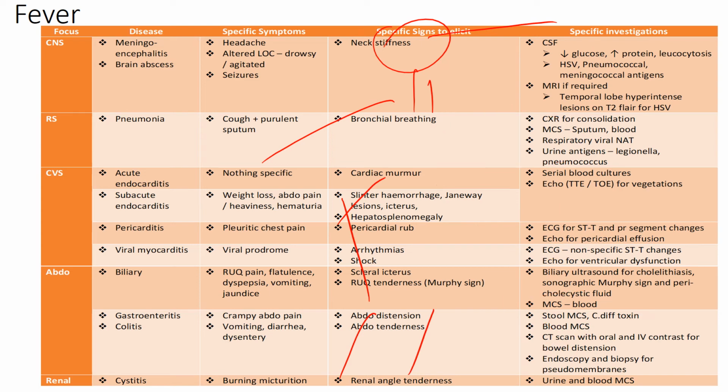And once you do this, you'll be able to get your cause for fever, or rather, if you're able to identify a cause, then that's how you will. And if at the end of all this you're still stumped and you don't know what the cause of the fever is, then you'll have to do this blanket, so-called septic screen.